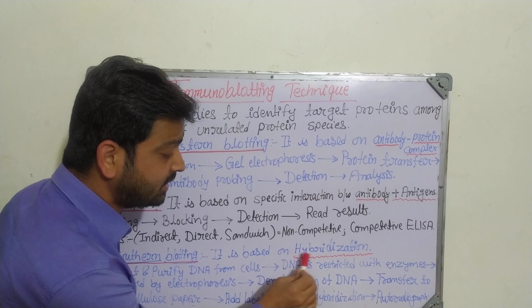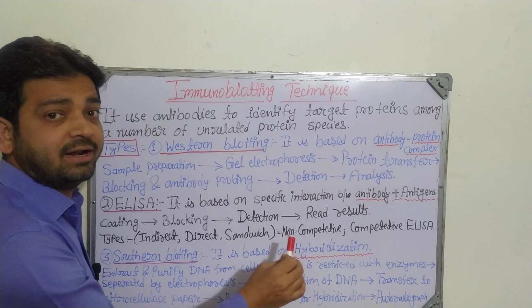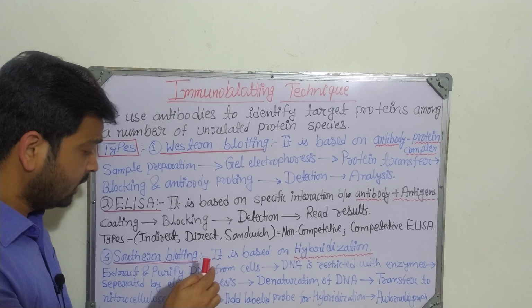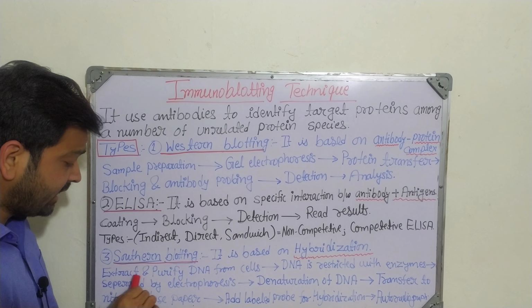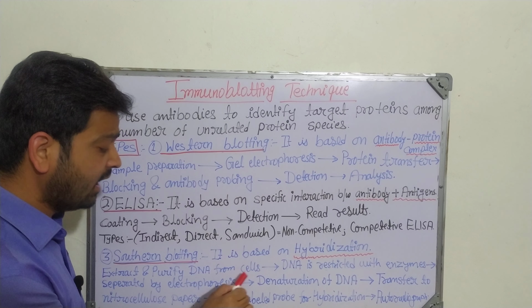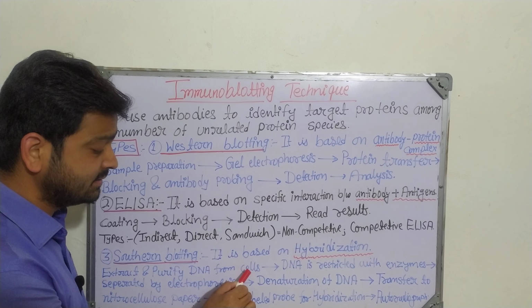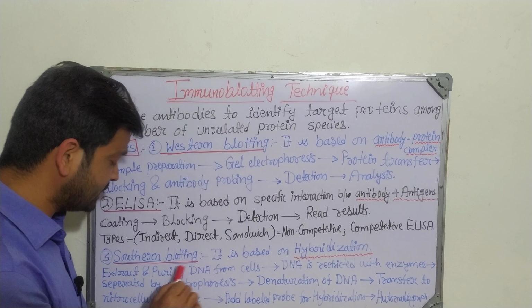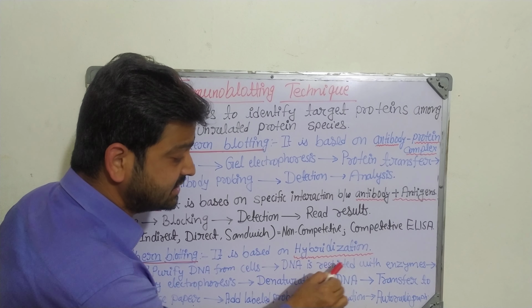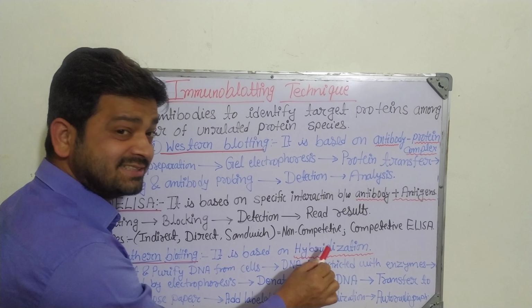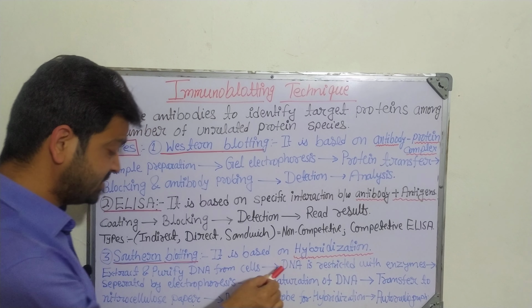It is based on hybridization. As you all know, in hybridization two particular molecules are attached to form one molecule. Here we extract and purify DNA from the cell. Ultimately it is DNA that we are separating, and since the DNA is present in the cell, it has to be extracted and purified. The DNA is then cut with a restriction enzyme, which we have studied.